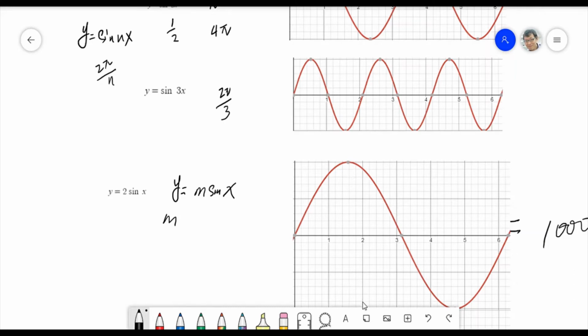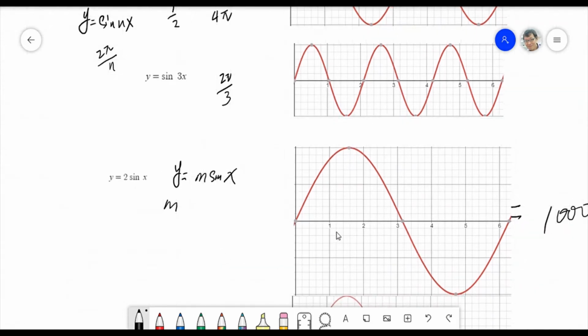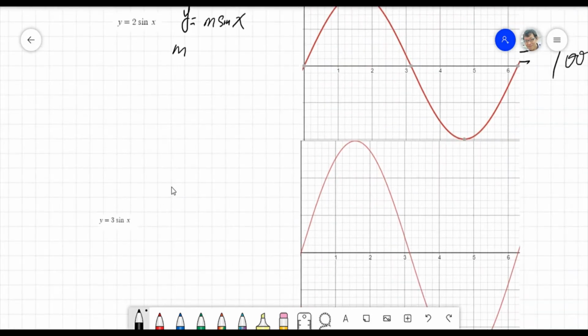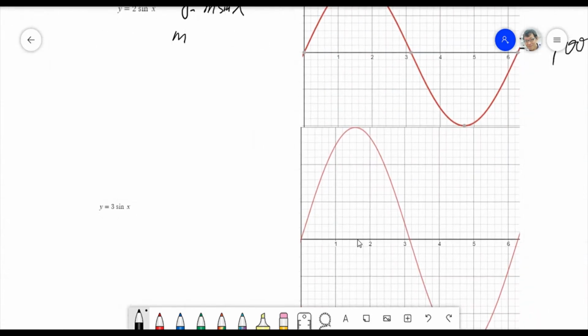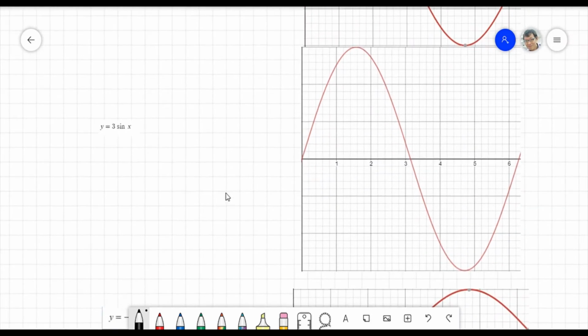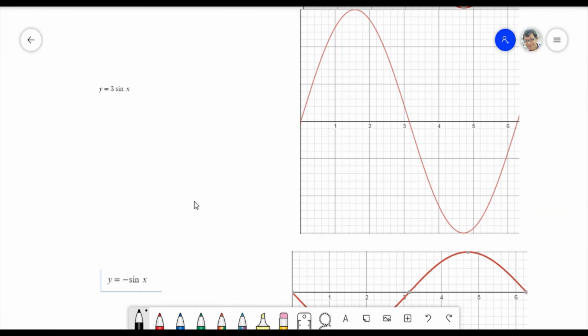The wavelength will be increasing to 2, am I right? Before it was 1, now it goes to 2, but it did not affect the frequency. So if I go to 3, the wavelength goes to 6, right? 3 times. How about if it's negative?